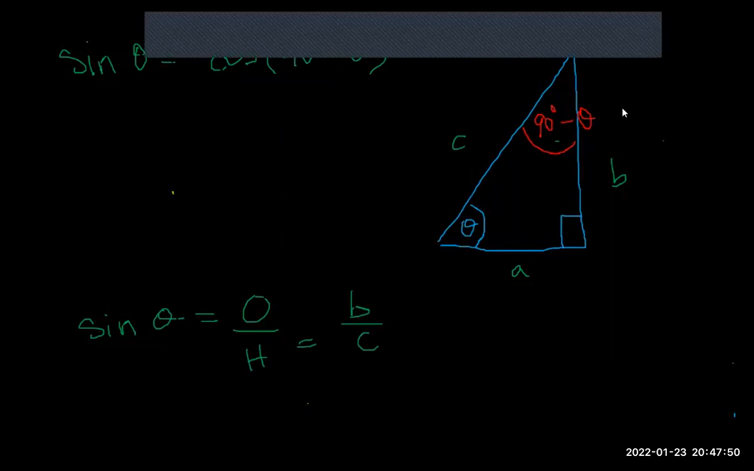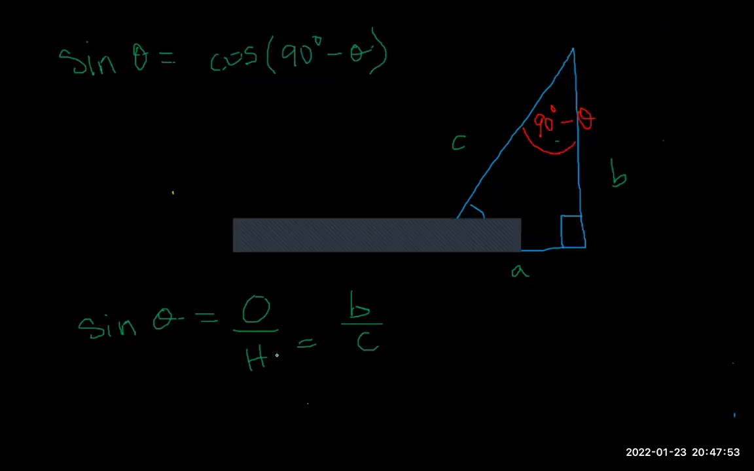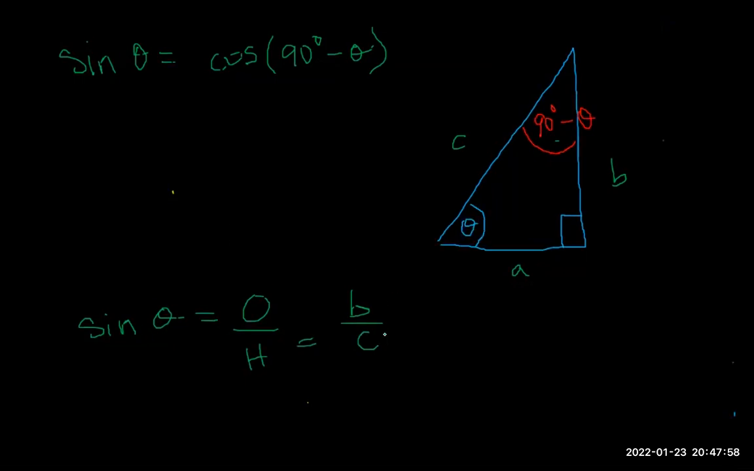You understand why sine of theta is B on C? Yes, miss, I do. They don't. So who doesn't understand that sine theta is B on C? Wait, miss, give me 5 seconds to process it real quick. Okay. 1, 2, 3, 4, 5. You good?